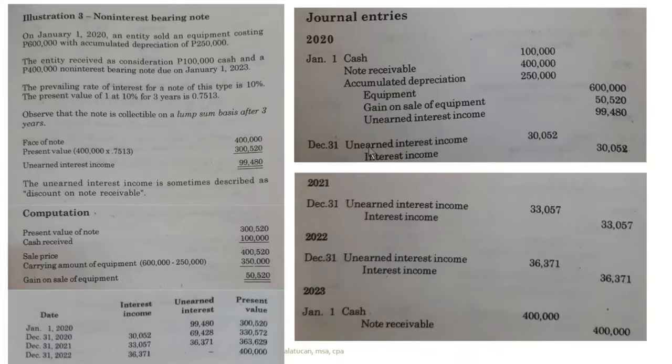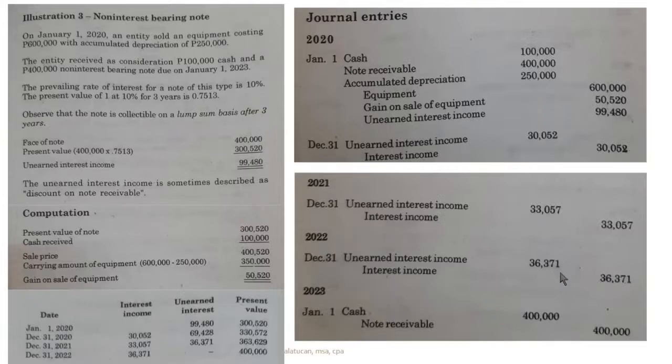So what would be the entry for 2020? So just debit unearned interest income, credit interest income. This is our first interest. Then 2021, just amortize 33,057.